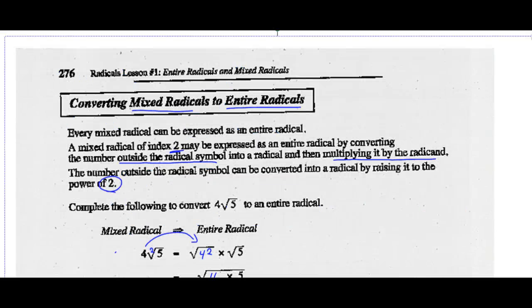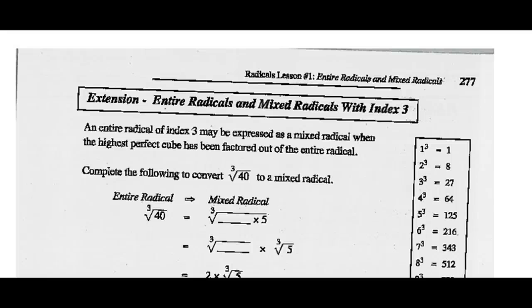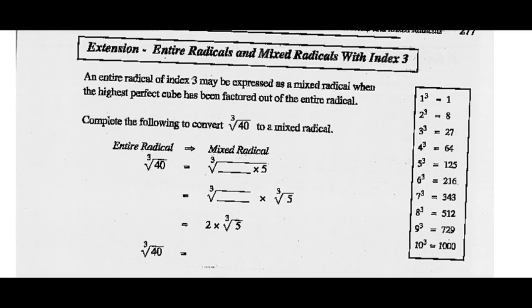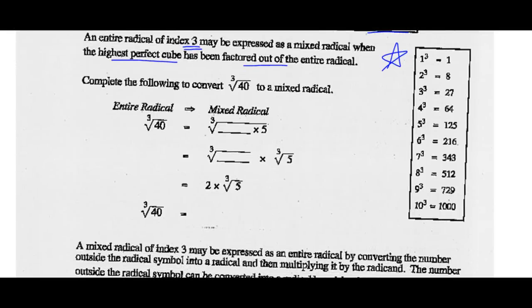Let's jump ahead to page 277 and look at an extension, entire radicals and mixed radicals with index numbers of 3. So off to the side now we've got all the perfect cubes, 1 cubed, 2 cubed, 3 cubed, and so on. An entire radical of index 3 may be expressed as a mixed radical when the highest perfect cube has been factored out of the entire radical. So complete the following to convert cube root 40 to a mixed radical.